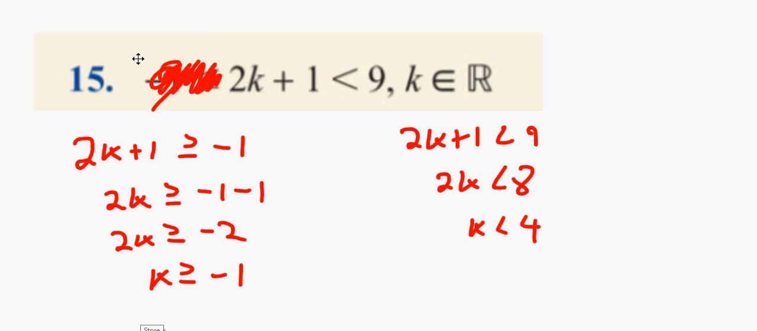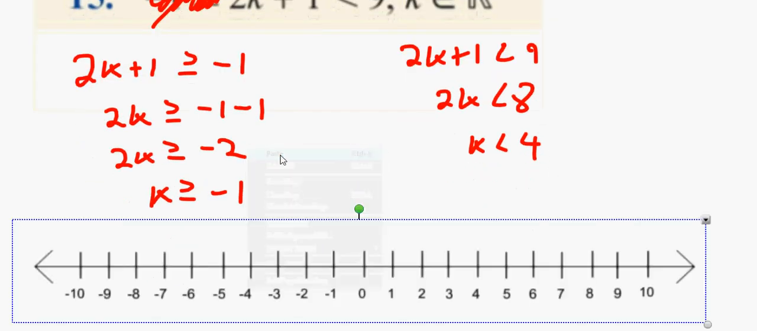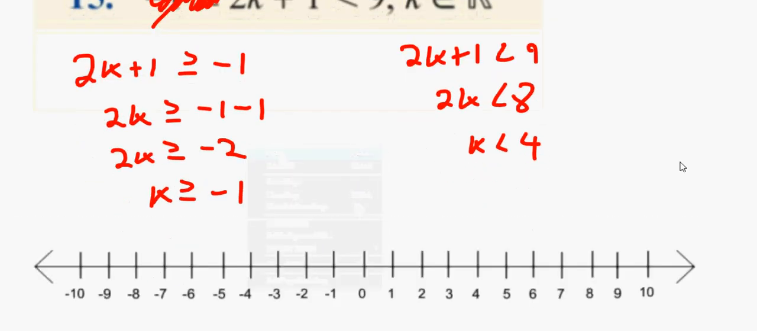Okay guys, so what's the answer here then? It's x element of R, so what do I do with the 1? The minus 1, included or not included? Included. The 4.